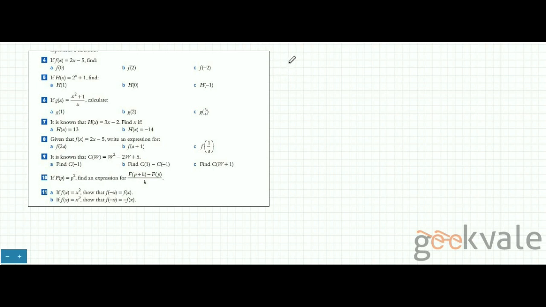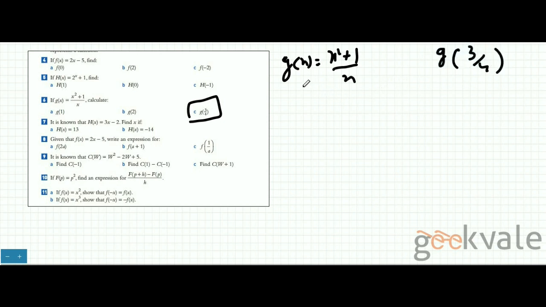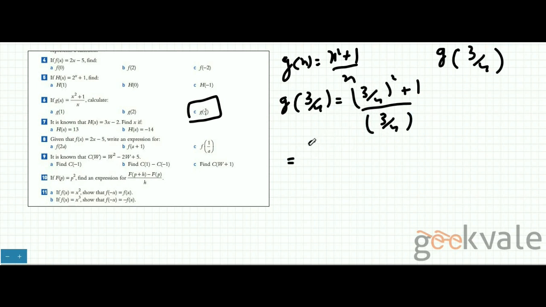Now let's do question number 6. Question 6 says, if g of x is equal to x squared plus 1 over x, evaluate this at g of 1, g of 2, g of 3 quarters. Now I'm going to do C, that is evaluating the function at 3 quarters, g of 3 over 4. Wherever x is, we just replace that with 3 over 4. We get g of 3 over 4 equals (3 over 4) squared plus 1 over 3 over 4. Now (3 over 4) squared is 9 over 16, plus 1 over 3 quarters.